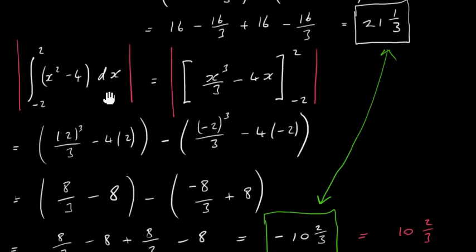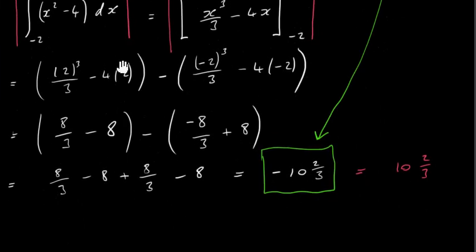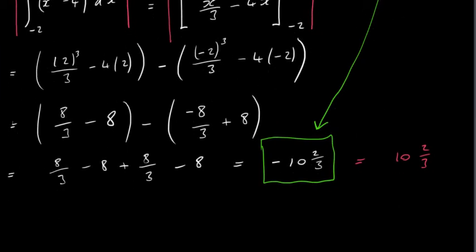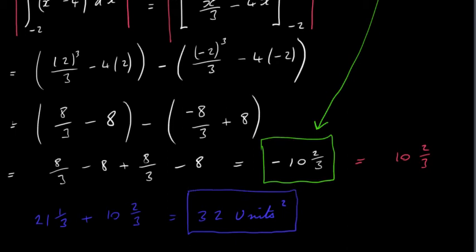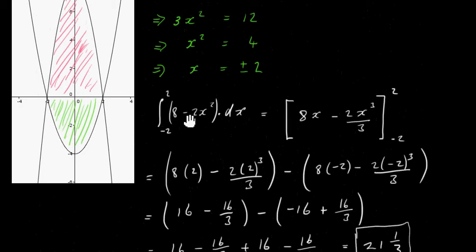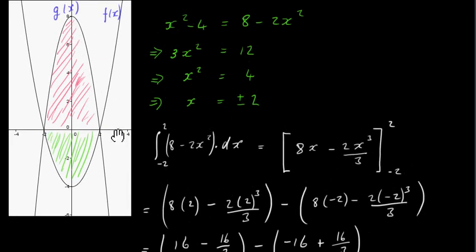So let's add these two to give us our final area. We've got 21 and a third. Let's do this in blue. 21 and a third plus 10 and 2/3 will give us 32 units squared. I haven't said what the units are, but in this case we'll just say general units squared. So this is our answer: the total area between these two curves, between minus 2 and 2.